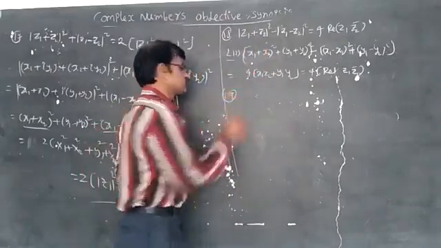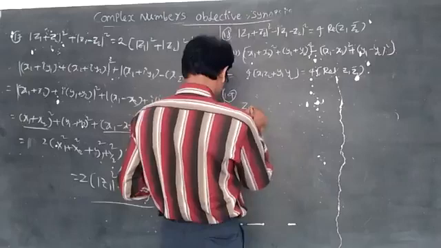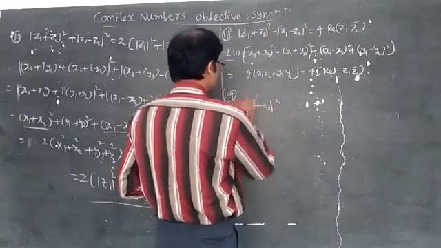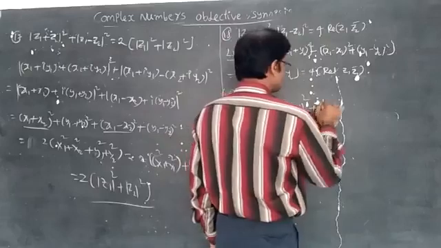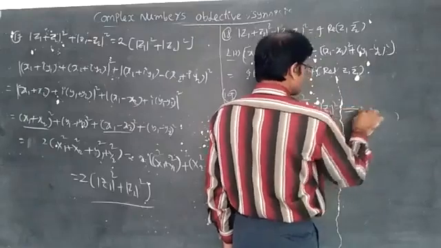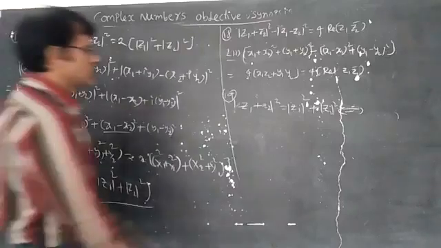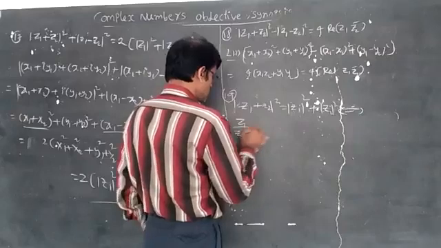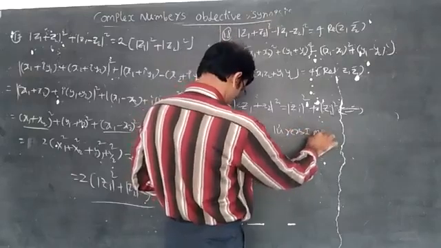Okay, now the 19th one. Modulus of z1 plus z2 whole square is equal to simply modulus z1 square plus modulus z2 square, by implication, if and only if modulus of z1 plus z2 whole square is equal to modulus of z1 square plus modulus of z2 square, which implies z1 by z2 is purely imaginary. This is a formula.